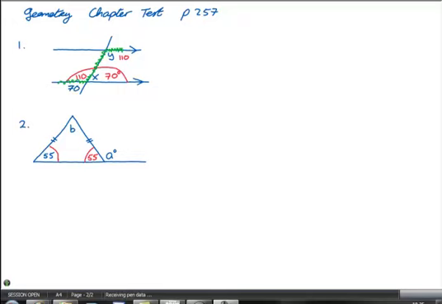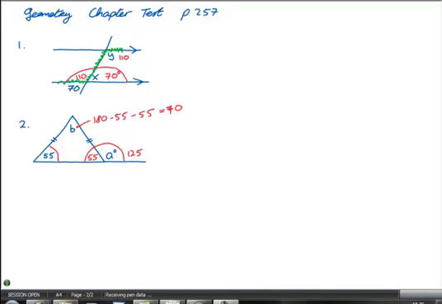So what you can do is extend this out here to work out what A is. So it's going to be 180 minus 55. We get 125 because it's a straight line. What you can do to work out B is say it's 180 minus 55 minus 55. That's going to be minus 110. So it's 70. Moving on.